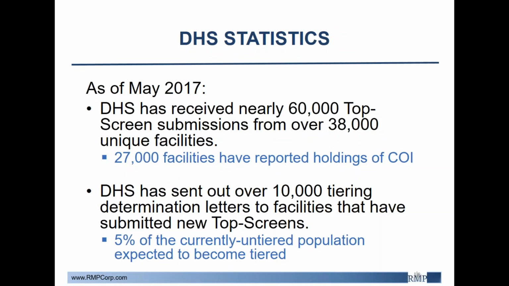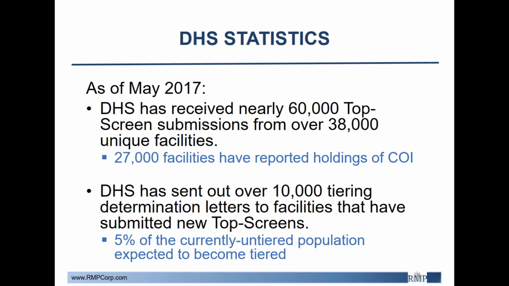And before we move on to the auditing process, I wanted to provide some recent statistics issued out by DHS. These numbers are over the lifetime of the CFATS program, which began in 2007, so 10 years now. As of May 2017, DHS received nearly 60,000 top screen submissions from over 38,000 unique facilities. Of those 38,000 unique facilities, 27,000 have reported holdings of COI. So some facilities have submitted a top screen but did not have a COI, so for various other reasons. DHS has sent out over 10,000 tiering determination letters to facilities that have submitted new top screens.